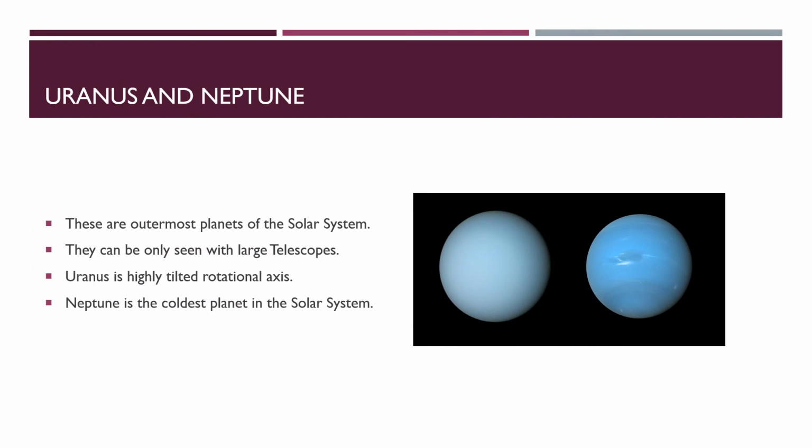Now, the last two planets in our solar system are Uranus and Neptune. They are considered the outermost planets of the solar system. They can only be seen with large telescopes. Uranus has a highly tilted rotational axis. Neptune is the coldest planet in our solar system.